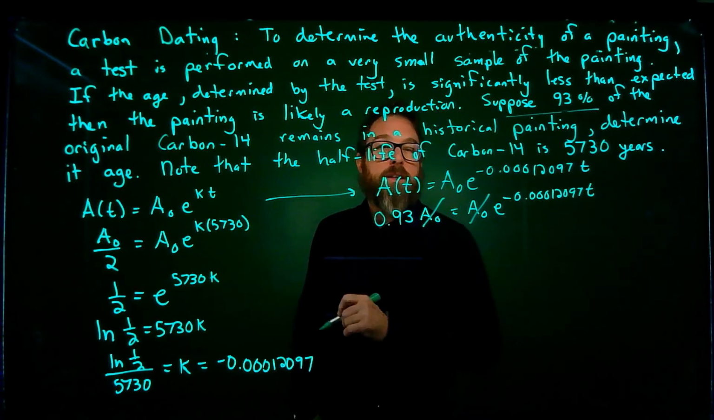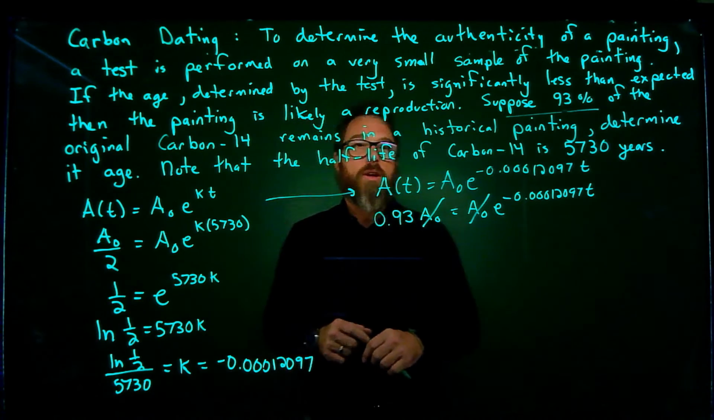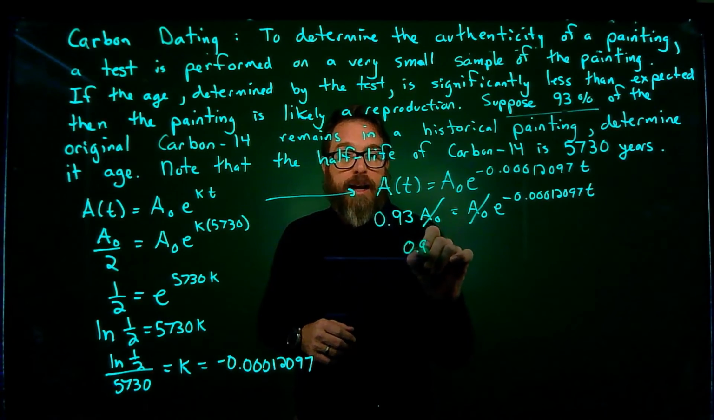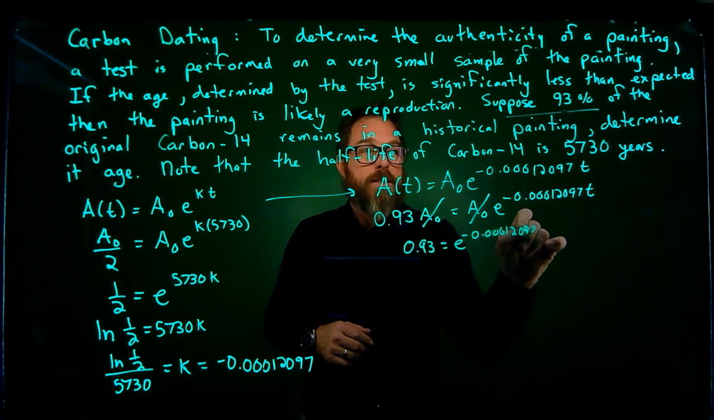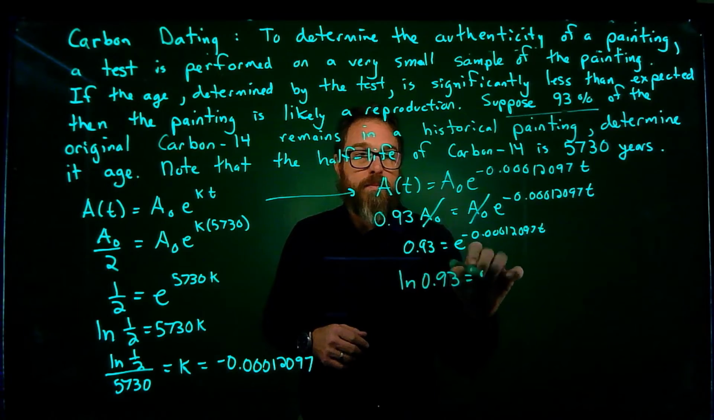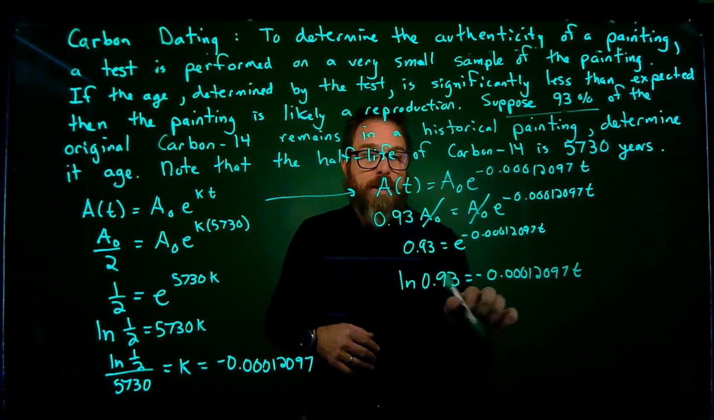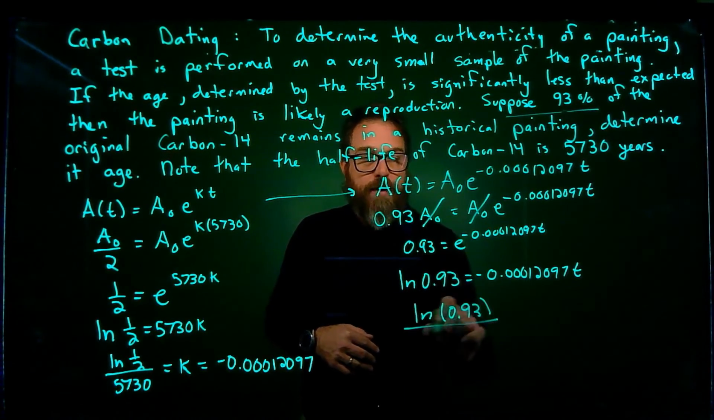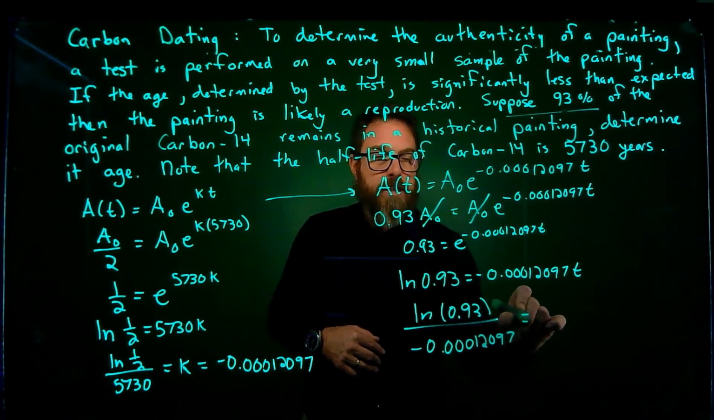Canceling the A naughts, just like it happened over here. Really, the way you're going to solve this equation is identical to the way you solve this. Now the only unknown is t. So 0.93 is going to be equal to e to the minus 0.0001207 t. We're going to natural log both sides to get rid of that e, and then divide by that constant. So the natural log of 0.93 all divided by this negative 0.0001207 is equal to t.